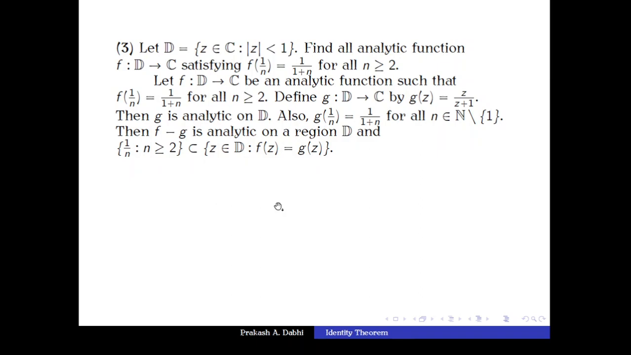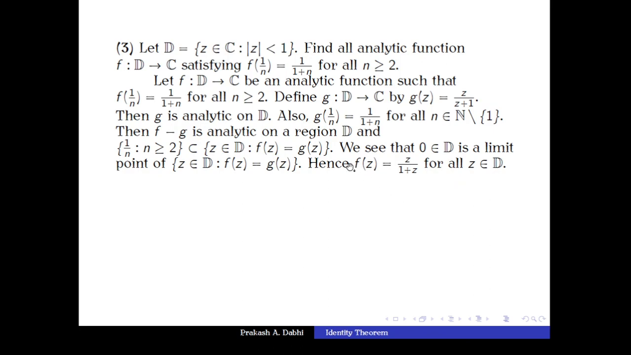And therefore, by a corollary of identity theorem, what do we get? We get that f and g are equal, means f of z equals g of z for every z in D. But what is g of z? G of z is z upon z plus 1, and thus we have shown that f of z equals z upon 1 plus z for every z in D. So we get the only function f, which is of the form z upon 1 plus z, which is analytic and satisfies the given condition.